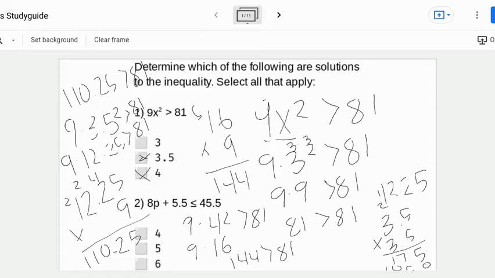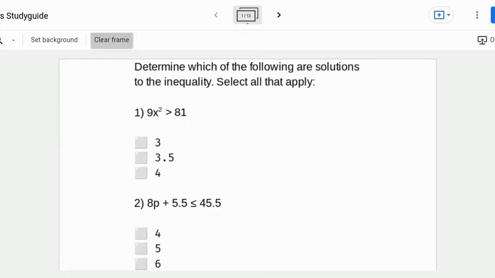On your test, make sure you plug in each one of them. When you plug it in, if it's a yes, it works. If not, no. So go ahead and pause this if anybody needs to copy down any work to take home to study. Okay, if everybody is ready, I'm going to go ahead and clear it.